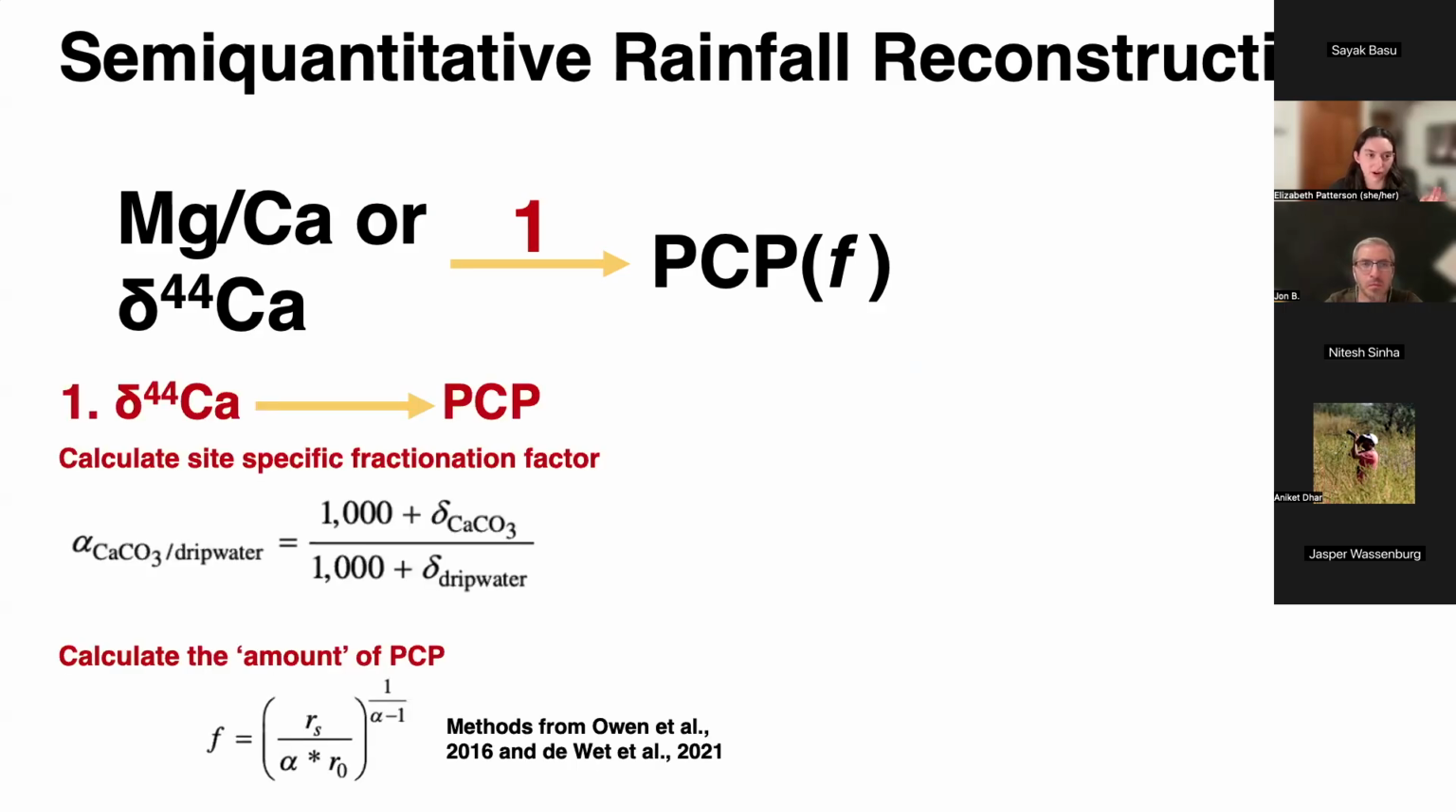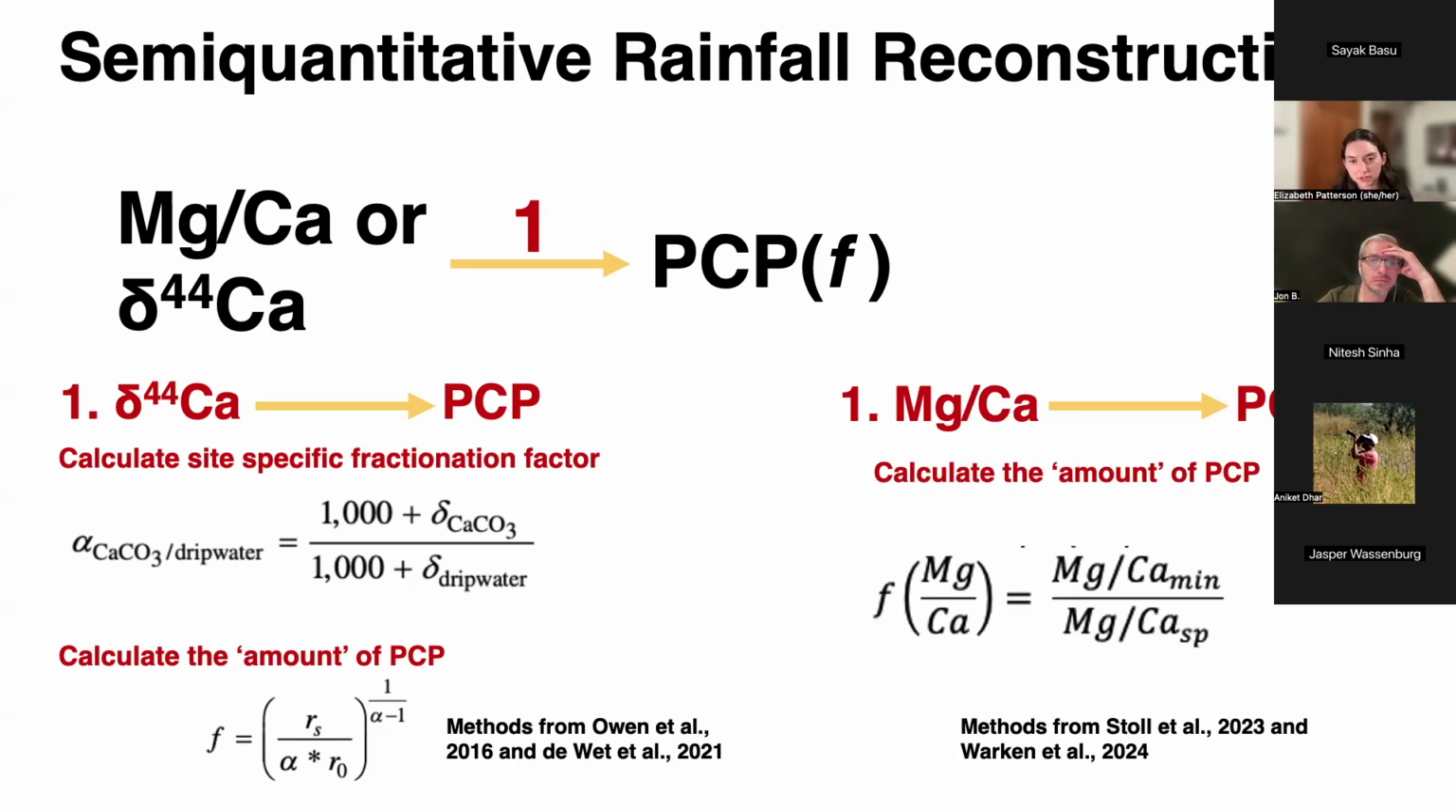So step one for calcium isotopes, you calculate a site-specific fractionation factor. You need to measure calcium isotopes of drip water, modern calcite, and bedrock, and then using a Rayleigh fractionation relationship, you back out how much PCP has occurred in the drip water, essentially. With magnesium calcium ratios, it's a little bit simpler. You assume your minimum magnesium calcium value is your 0 PCP mark. And then you do a simple ratio with your magnesium calcium measurement from your Speleothem. I know that was really quick.